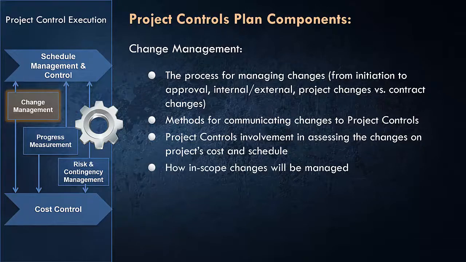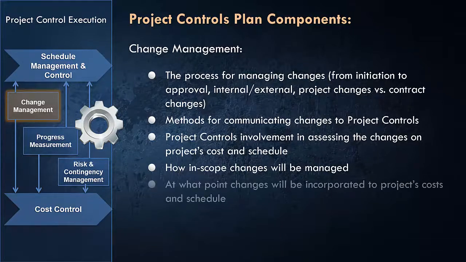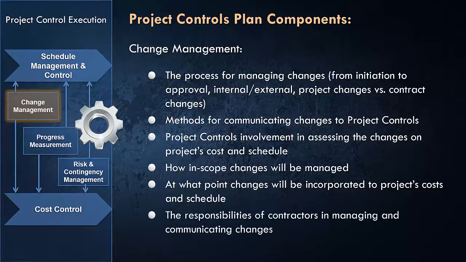Also, how in-scope changes will be managed. So if there are changes within the scope of the project, how we are going to manage those changes. And at what point changes will be incorporated into the project cost and schedule. Usually they are incorporated when they are approved changes, but make sure that you address that in your project control plan. Is it okay to incorporate the changes with even a verbal approval from the owner, or how it's going to be incorporated? Just a one sentence or paragraph, as long as you cover that, should be fine.